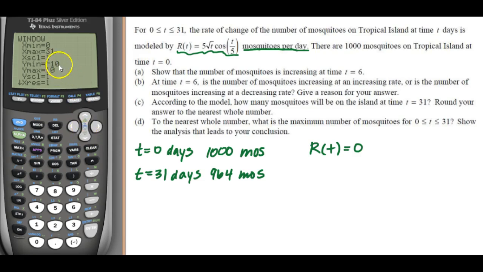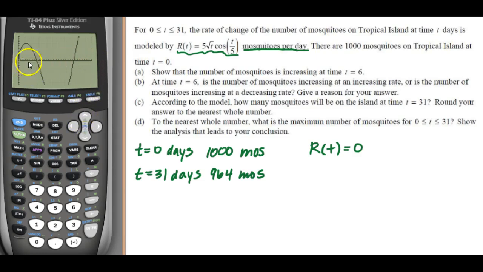Alright, so now our y min, so y being the output. Here, let's just go ahead and leave negative 10 to 10, because we're not entirely sure what this function is necessarily going to look like. I mean, it has the cosine function in it. Cosine itself goes from negative 1 to 1, but just to see, let's go ahead and graph this function.